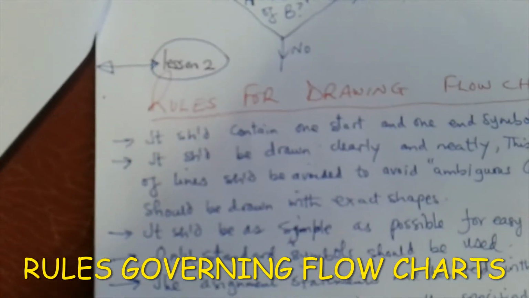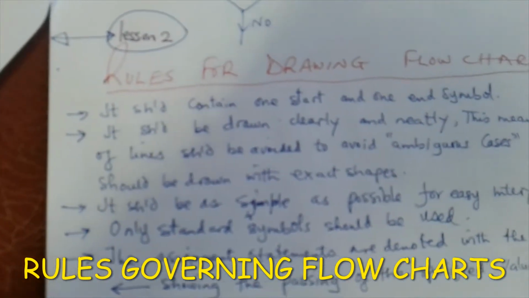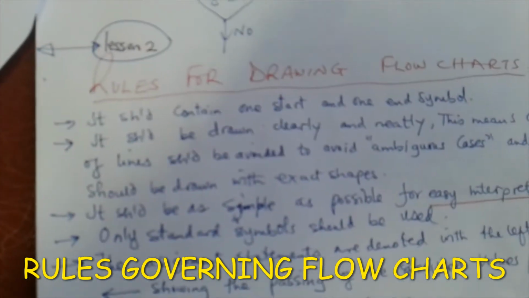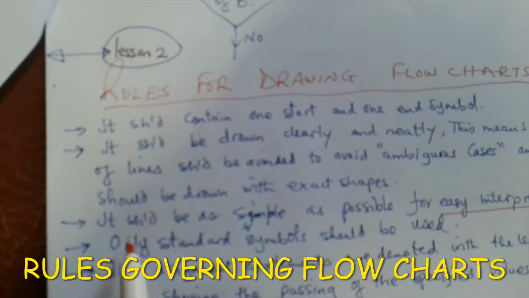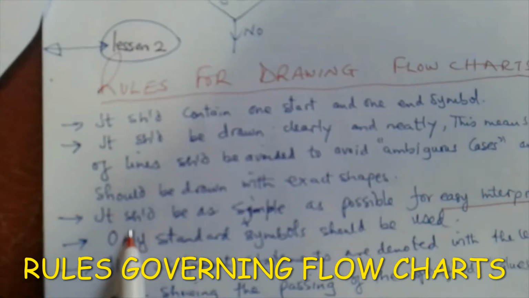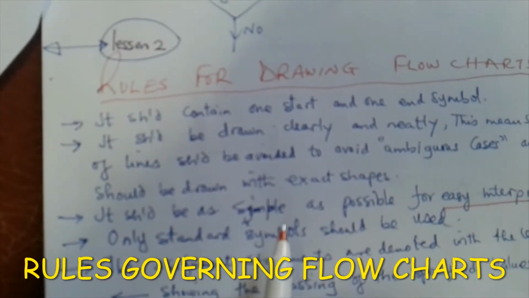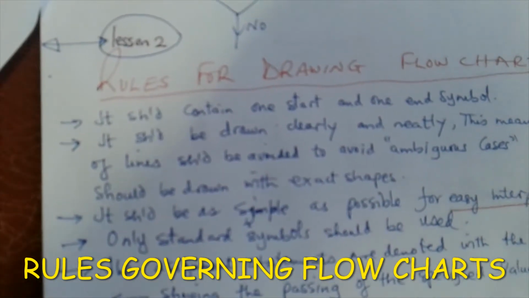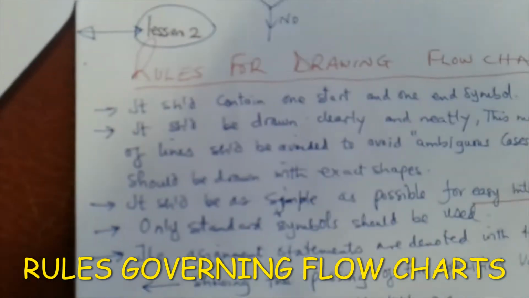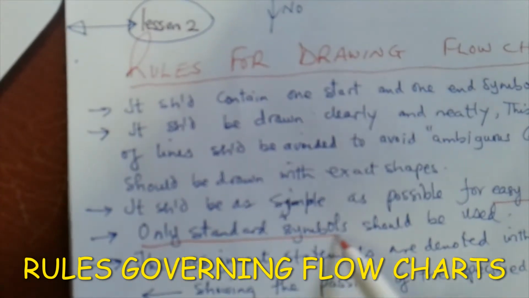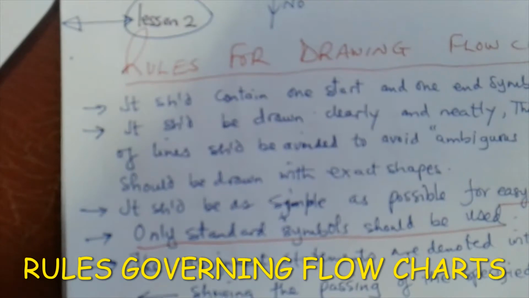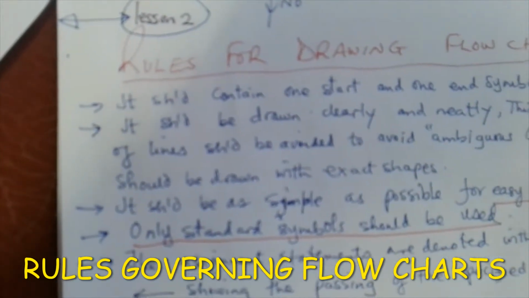Therefore, it should be as simple as possible for easy interpretation. The reader, when given this flowchart, must find it simple in order to interpret what it's all about and what it is intended to solve. Only the standard symbols should be used. The standard symbols, as we have seen, should only be used.